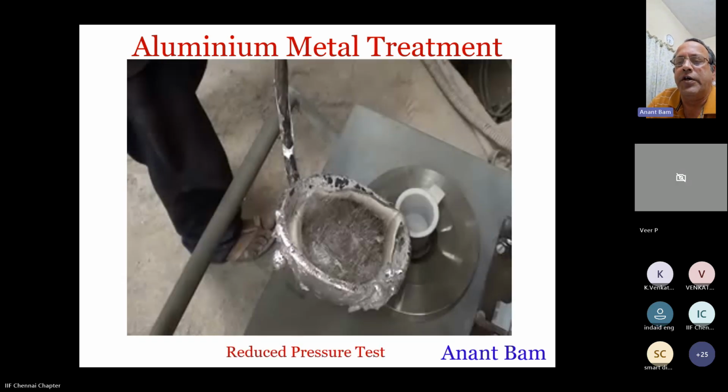Now, this is a visual. This was a video. What you are seeing is just an initial first frame of the video. Liquid sample being taken into vacuum sampling machine or reduced pressure test machine.